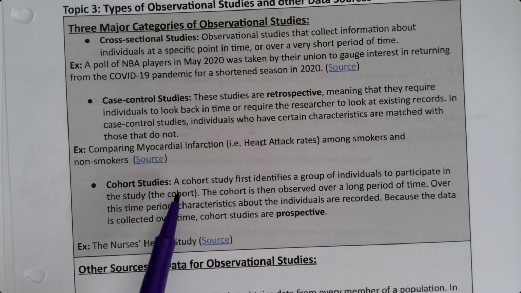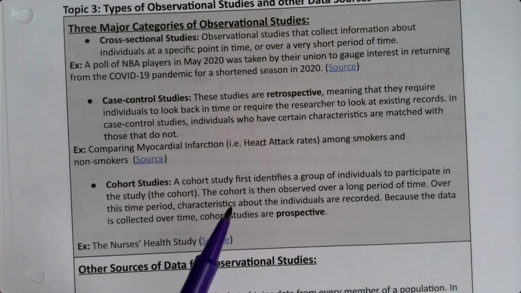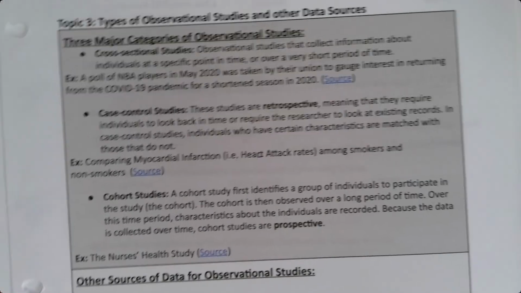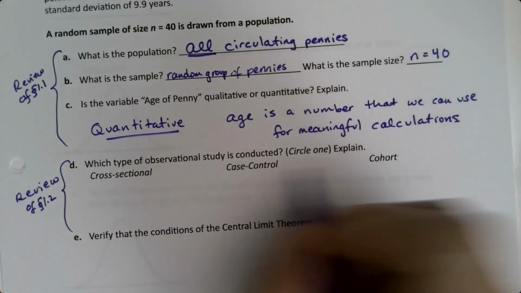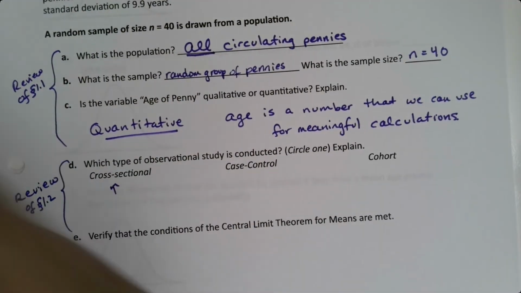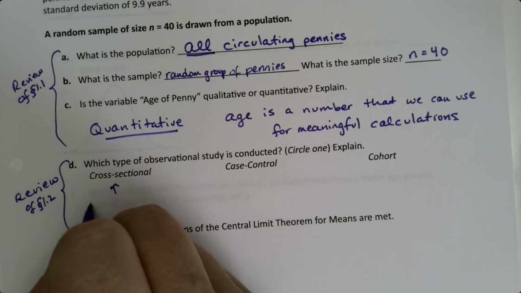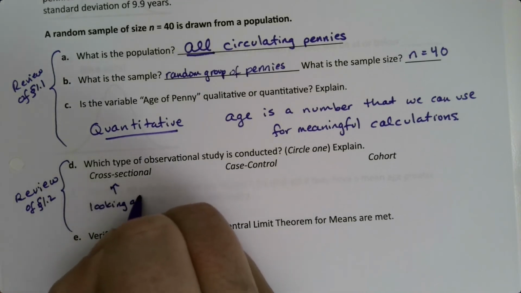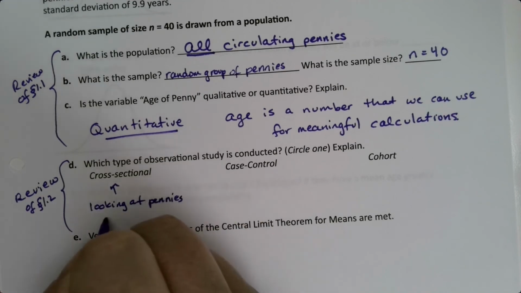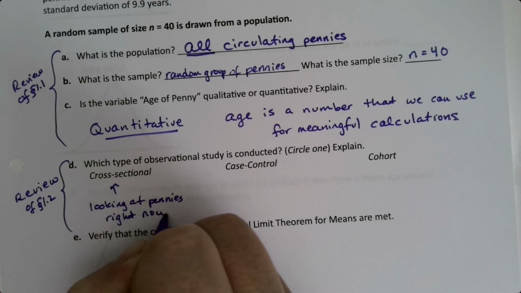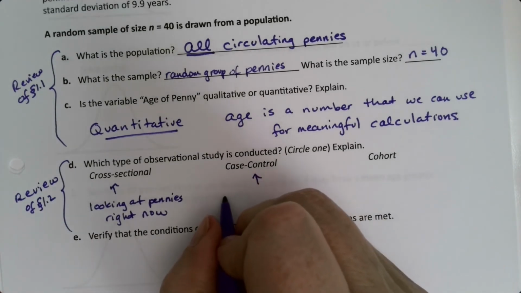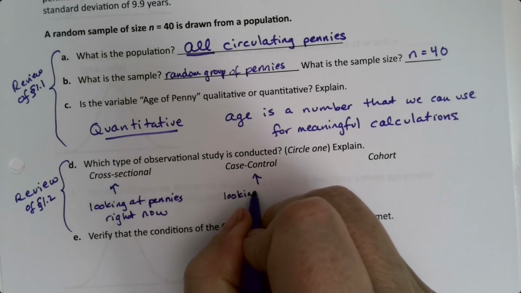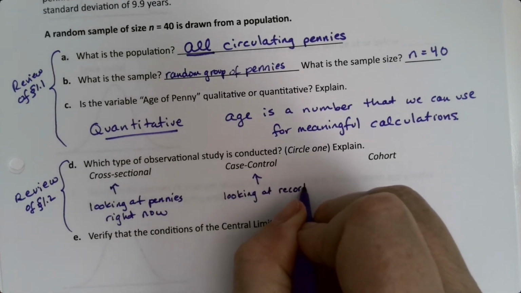Cohort is when you identify a group that you're interested in, say pennies, and then you say, okay, starting from this point forward, I'm going to track them for the next 20 years, right? But you have to actually do that tracking over a long period of time. All right, so let me just kind of quickly write those in, right? So this one is the snapshot in time, right? So this is looking at pennies right now. It's a snapshot. This one is looking at the records of pennies. If we had such a thing.